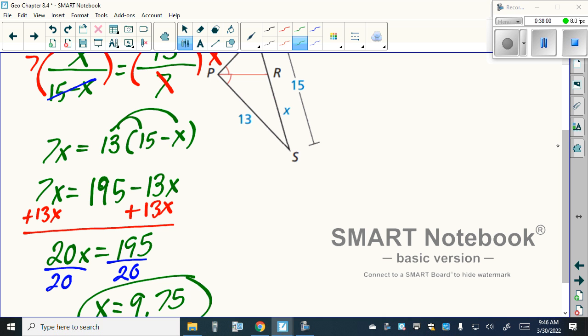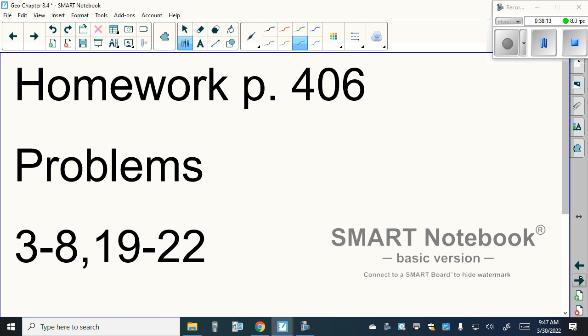Was this any real harder than what we did previously? Well, no, once we saw that trick to it, x minus 15 and multiplication, it's the same thing as what we've been doing. And incidentally, that is the end of Chapter 8. That is the last part of Chapter 8.